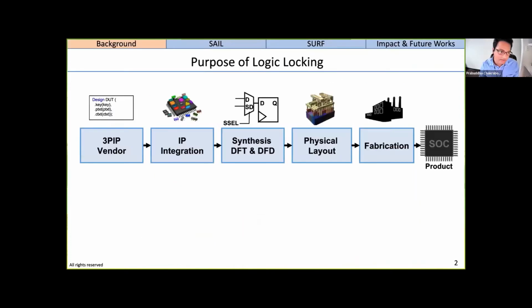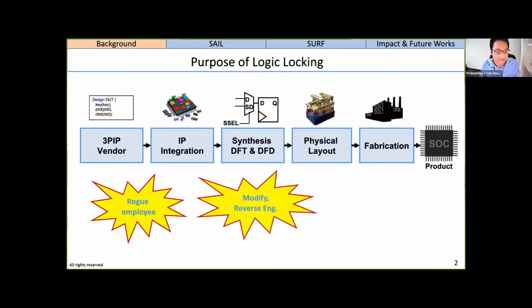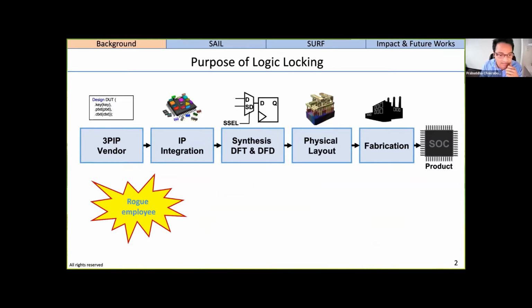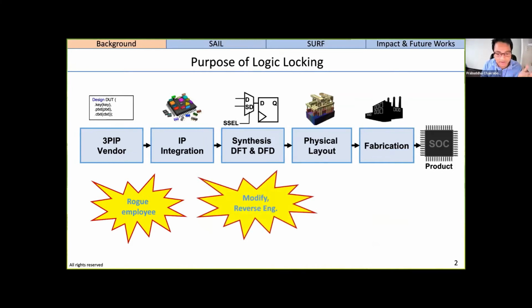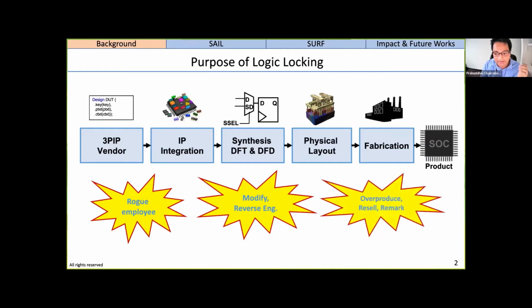As you know, the current semiconductor supply chain has many entities involved. It's a horizontal supply chain, right? And unfortunately, these entities do not trust each other. A rogue employee or some malicious entity itself, if the whole entity is malicious, can lead to modification, and can lead to reverse engineering of the IP or the IC involved. This can eventually lead to overproduction, reselling, and remarketing. So that's a huge problem that we're dealing with.